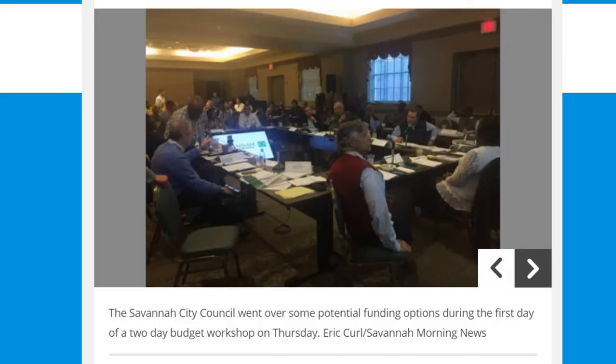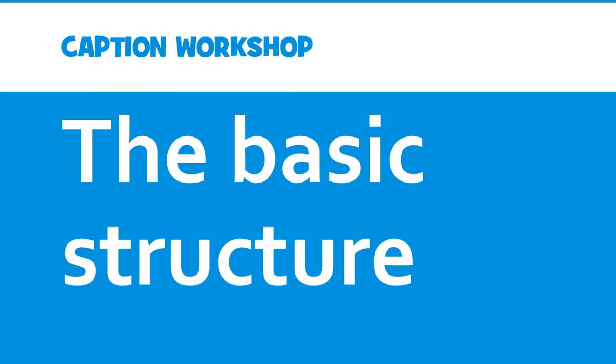So for example, in this, the space underneath the photograph is called the caption, whereas the words, "The Savannah City Council went over some potential funding options during the first day of a 2-day budget workshop on Thursday," is the cut line. Now I'm going to use these two terms interchangeably because this is sort of an old-fashioned approach to it. Just so you know, if you move on to news editing and design as a class, you won't be confused because of that.